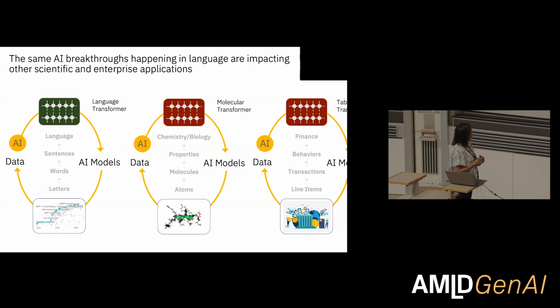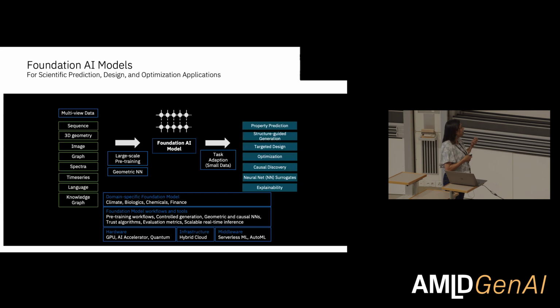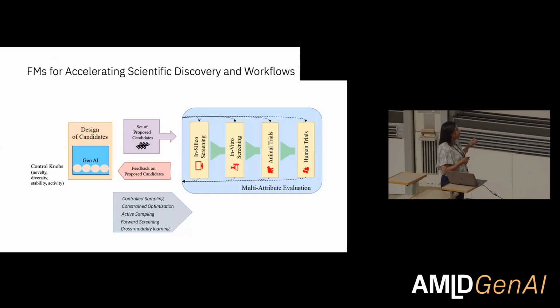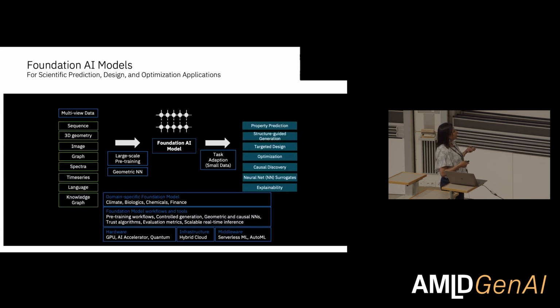And my group at IBM works not necessarily on a particular domain, but on workflows and tools, where our goal is to develop new pre-training workflows, new architectures and algorithms for controlled generation, for architectures for geometric and causal neural nets, and so on. And we work with the hardware and middleware teams, as well as the experts in the domain, to deploy such models for some real use.